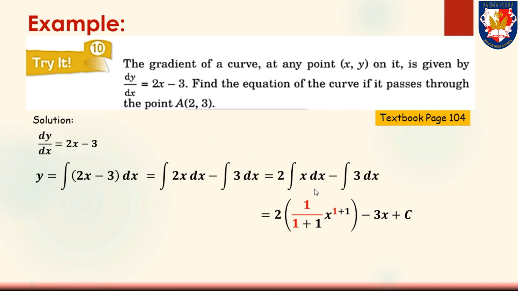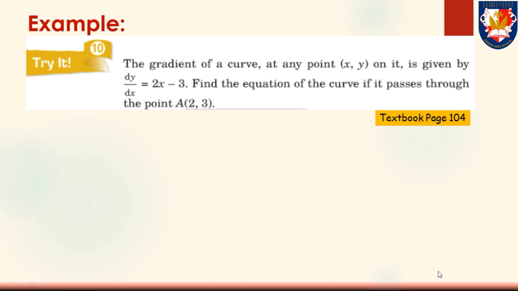The integral of x dx is 1 over 1 plus 1 x to the power of 1 plus 1, minus the integral of 3 dx, which is 3x plus c. Simplifying this gives 2 times 1 over 2 x squared minus 3x plus c, which equals x squared minus 3x plus c. So y equals x squared minus 3x plus c.